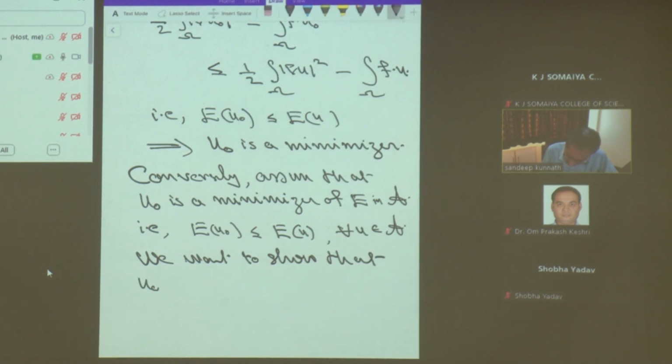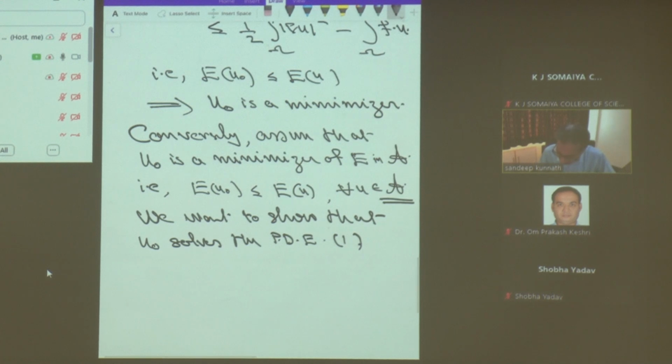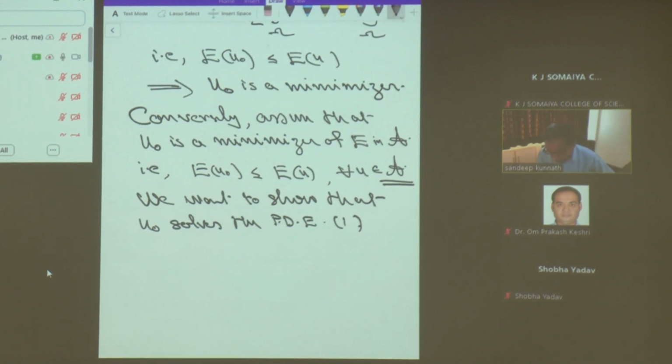u naught solves the PDE. Okay. So u naught is in the class A, so therefore you know that u naught is equal to g on the boundary. So it is enough to show that u naught satisfies the differential equation, that is minus Laplacian of u naught is equal to f. That's all we wanted to show. So let us try to do that. u naught is a minimizer of the energy. This is what I have to use.